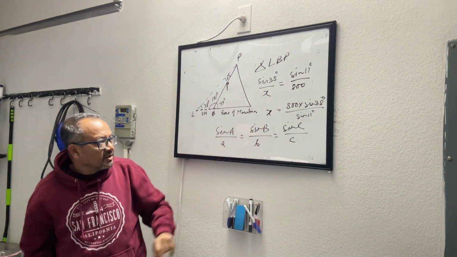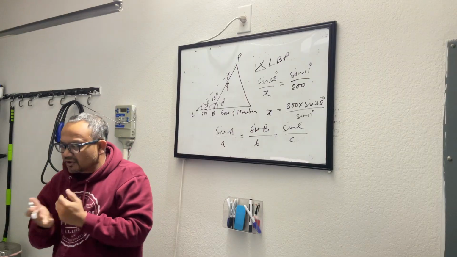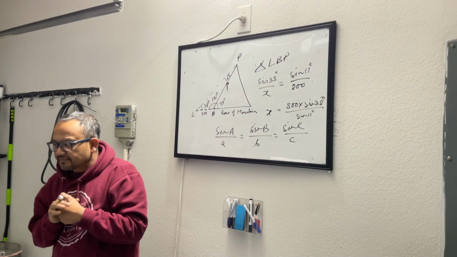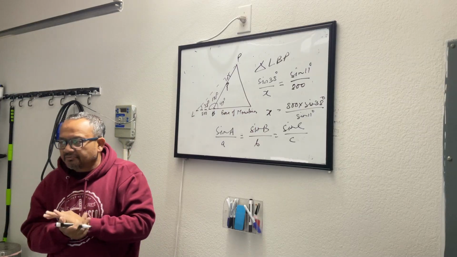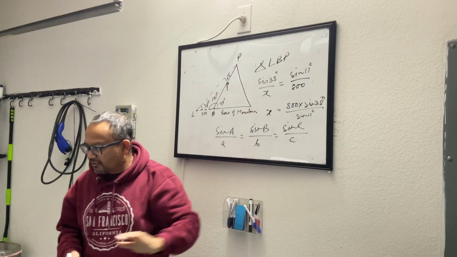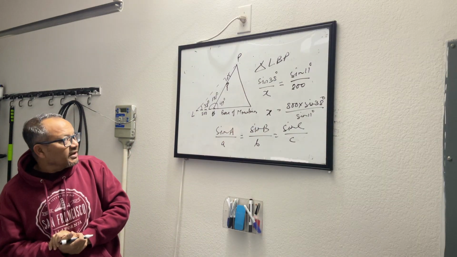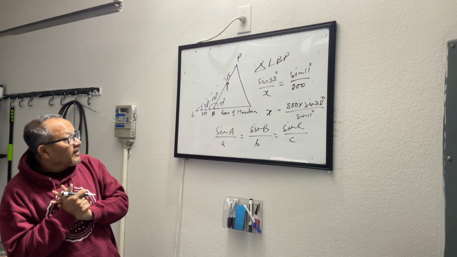800 is a number. Sine 38 we can find out. Sine 30 is 1 by 2, so sine 38 would be a little more than that. Sine 11 would be somewhere, we can use a calculator for finding out these values, right? We don't have to worry about that. So what I'm saying is, that's why I was not insisting on finding out the answer.